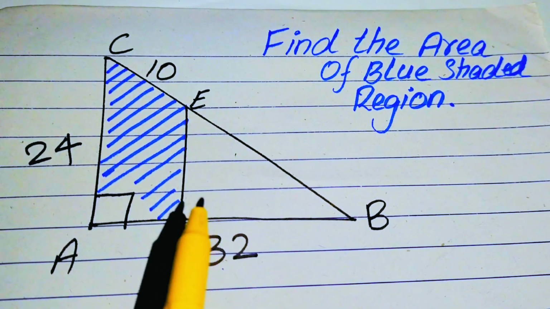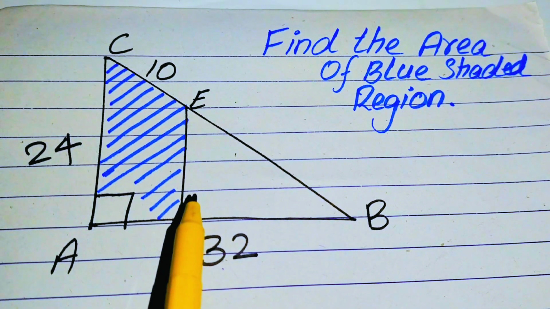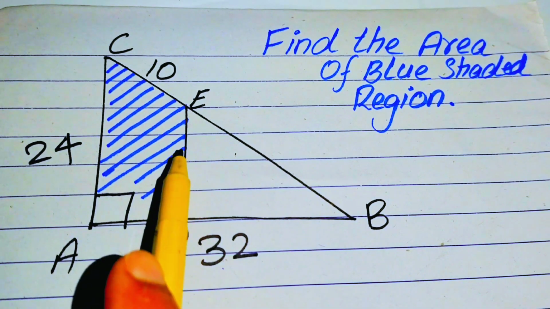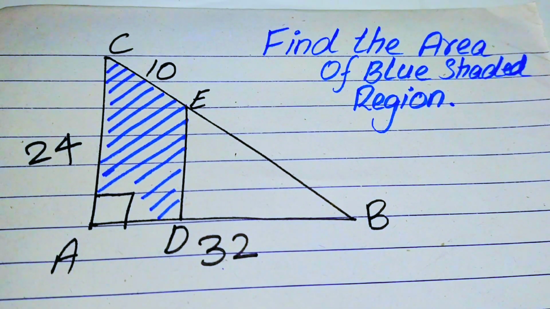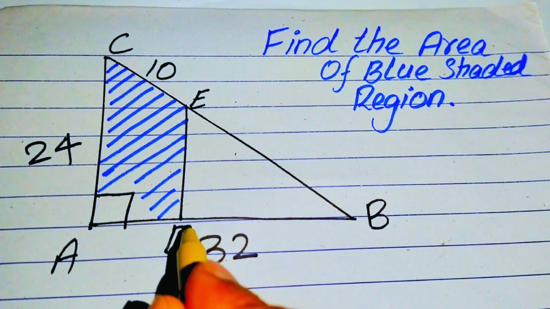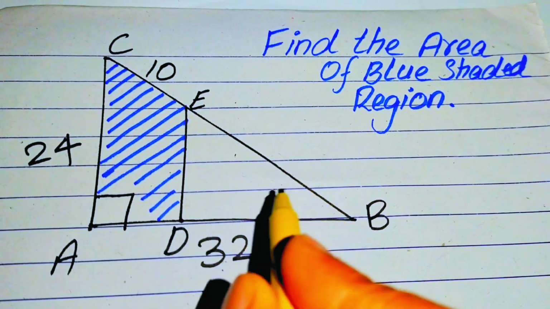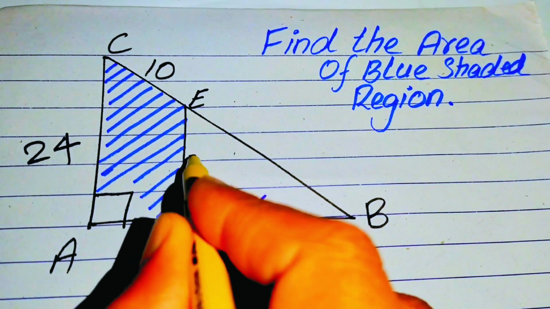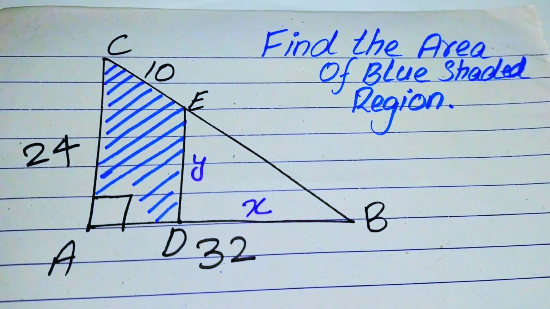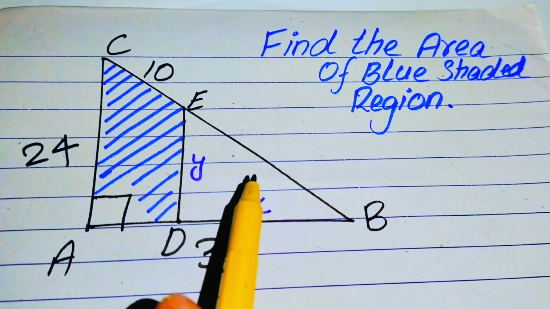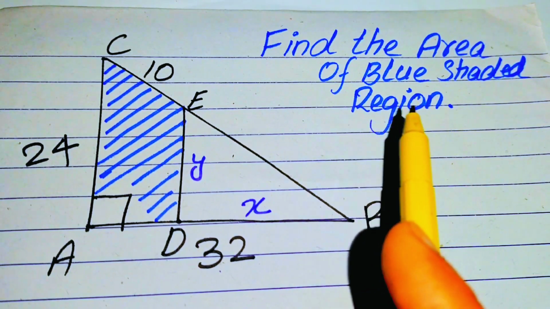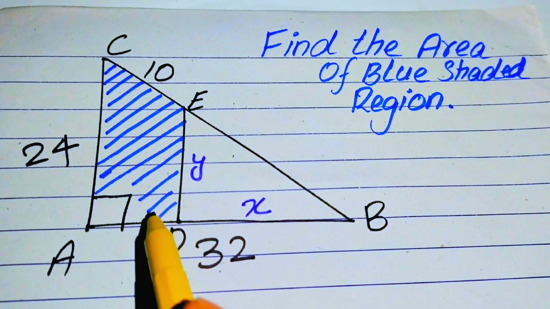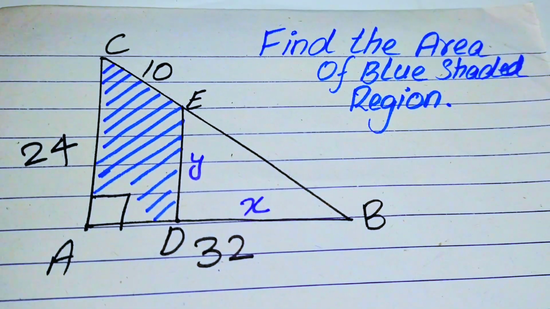And here we have another smaller right triangle which is inscribed in the triangle ABC, and this triangle is DEB, and here we call the side length DB is X and we call the side length DE is Y. So here our target is to find the area of the blue shaded region. This is the blue shaded region, and we find the area of this shaded region.